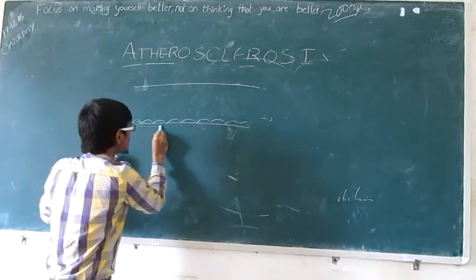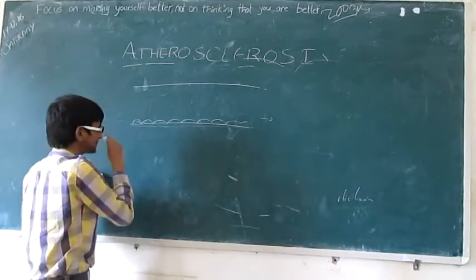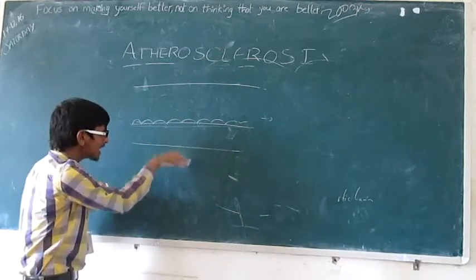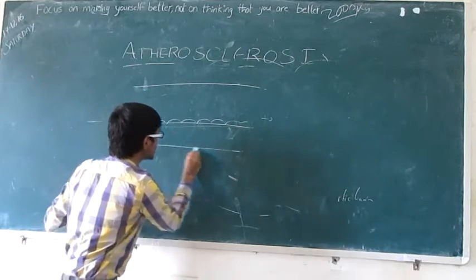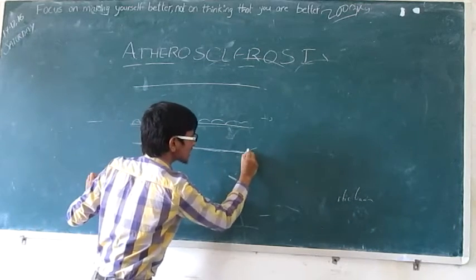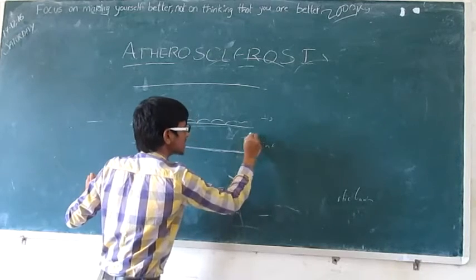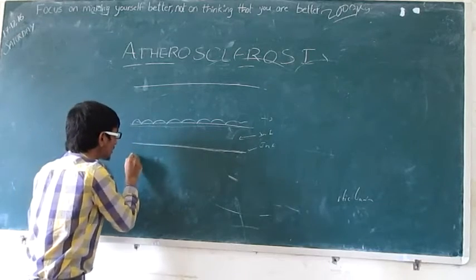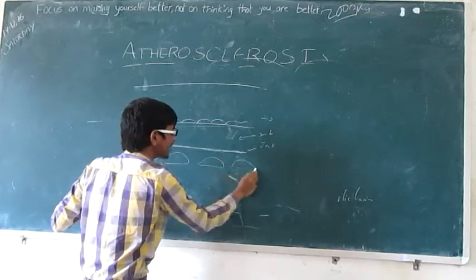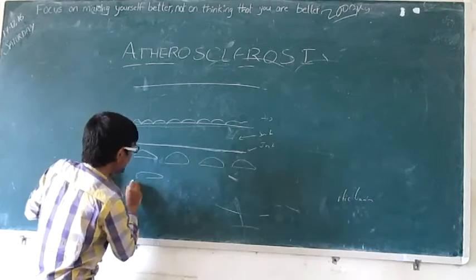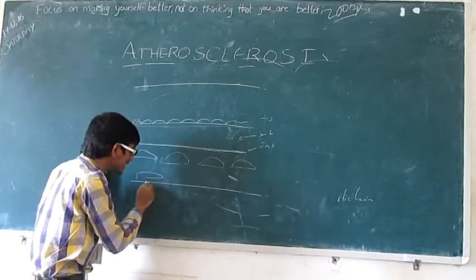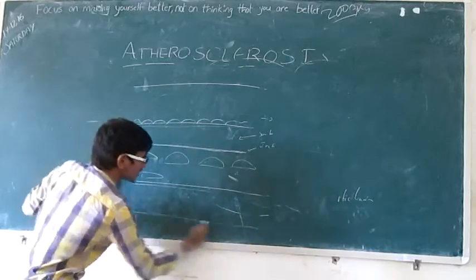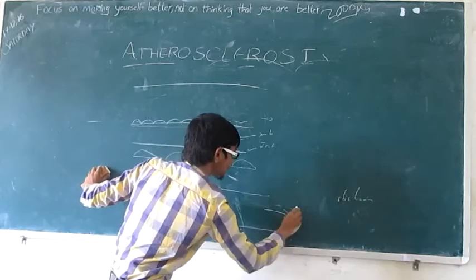Next to these endothelial cells, we are having what? Basement membrane. And next to this basement membrane, we are having subendothelial space. And next to this subendothelial space, this is called the internal elastic lamina. Next to this internal elastic lamina, we are having tunica media. This tunica media is separated from the tunica externa with the help of external elastic lamina. This is your tunica externa.